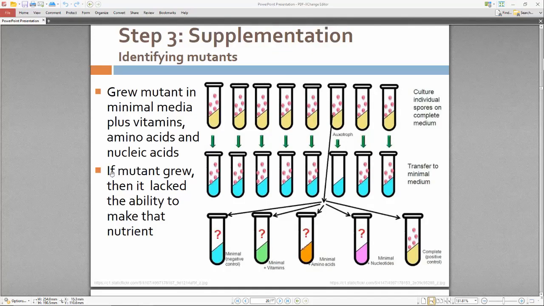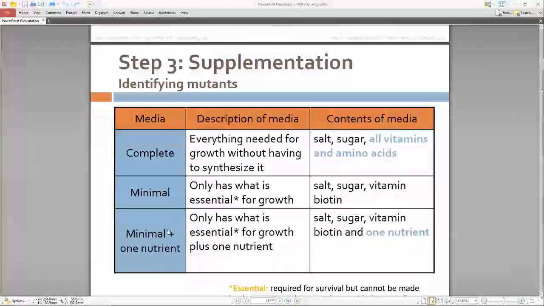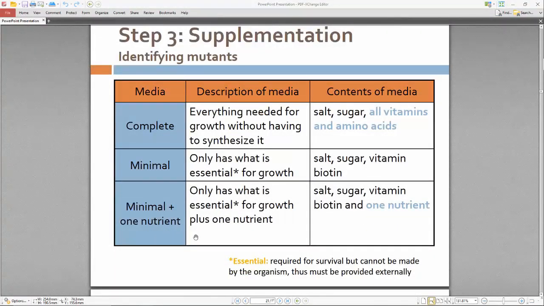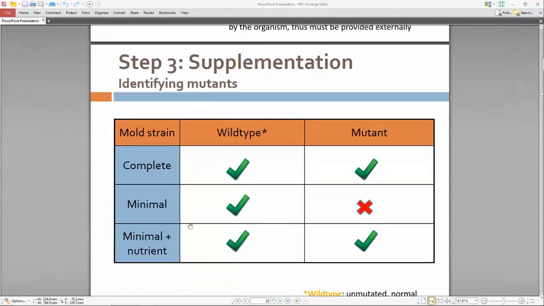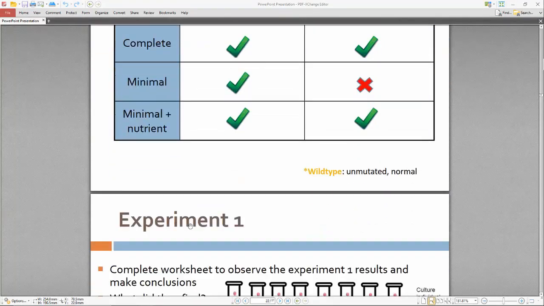So what does this mean? If the mutant grew with plus vitamins, plus amino acids, or plus nucleotides, then that means that the mold lacked the ability to make that nutrient. If that makes sense. So that one pathway that was previously destroyed, once they supplement it and it grows, they know that that one supplemented nutrient was what the mold could no longer make. So let's keep going.